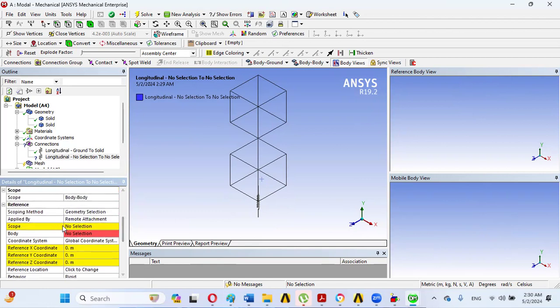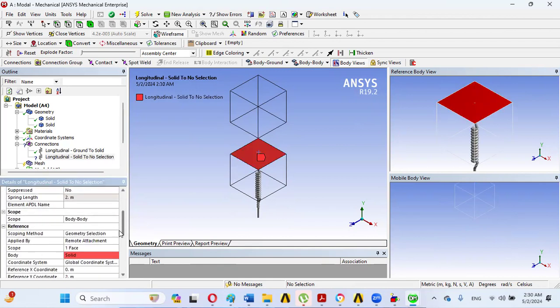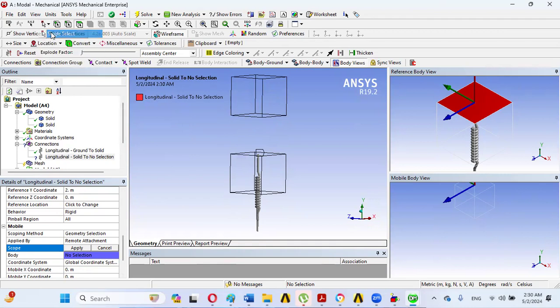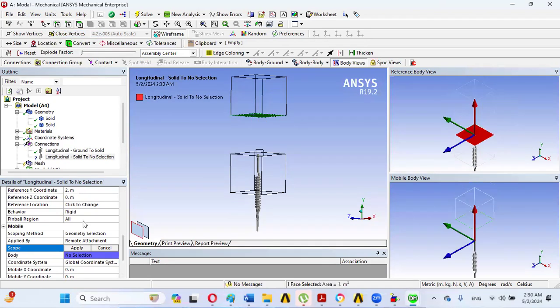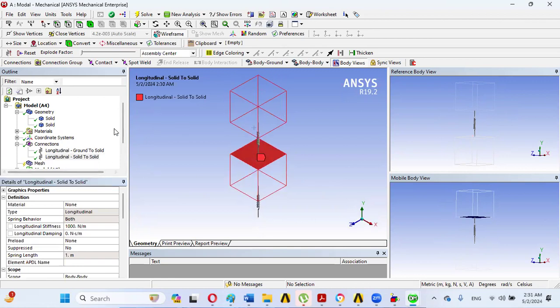So for example, we can click scope in the reference to be, for example, this face of the body. After that we will be clicking in the mobile, for example, this lower face, so we can rotate a bit here like this, and click on here, so this face. In this way the spring will be placed centrally above these two faces. So after that we will be placing the third spring.